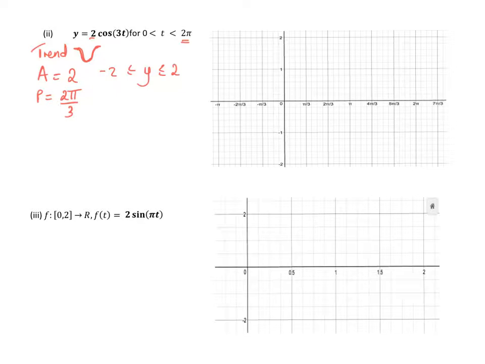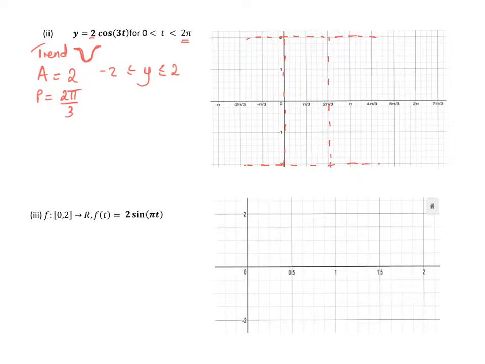So what do we know? That our amplitude is 2. So all the way up here is our cutoff, and down to -2 is our other cutoff. We are talking about a period of 2 pi on 3. So one full repetition takes 2 pi on 3. So that's where it would finish. And it starts, because there's no translations, at 0.